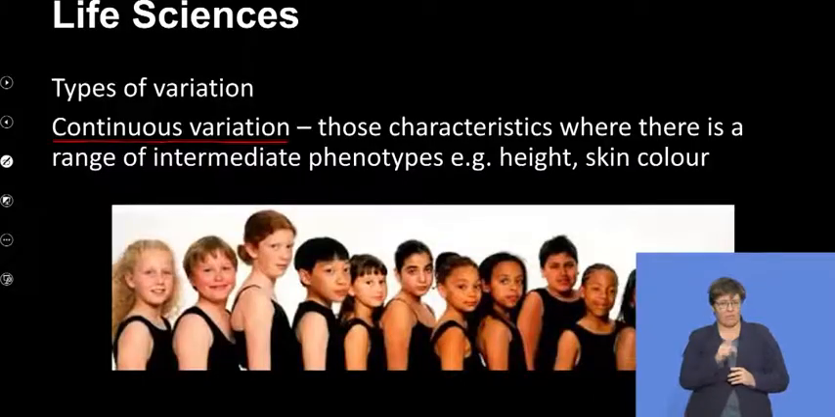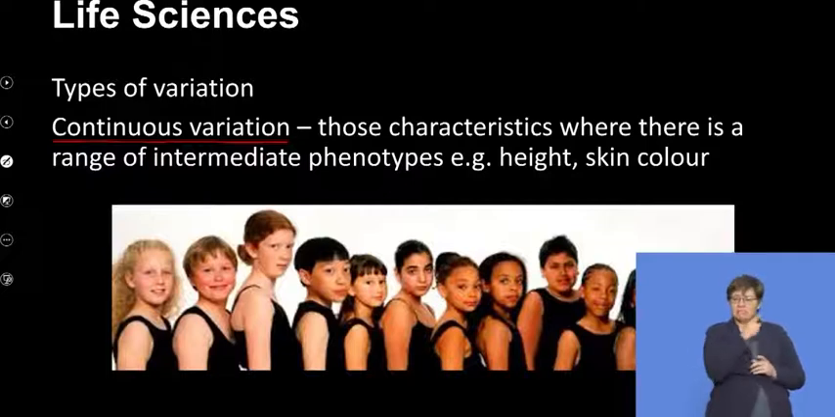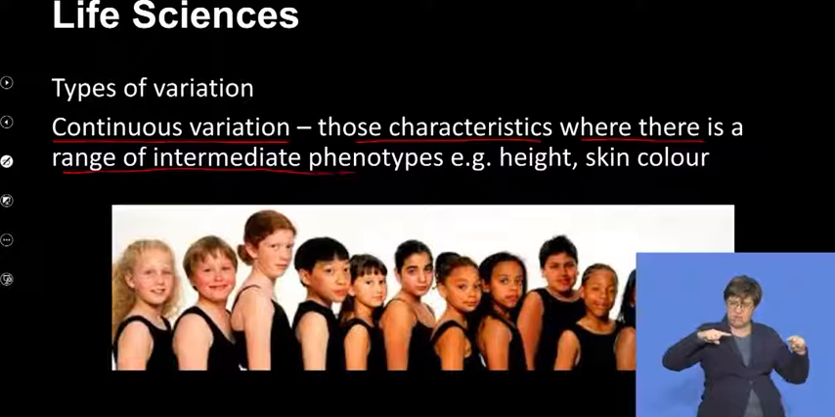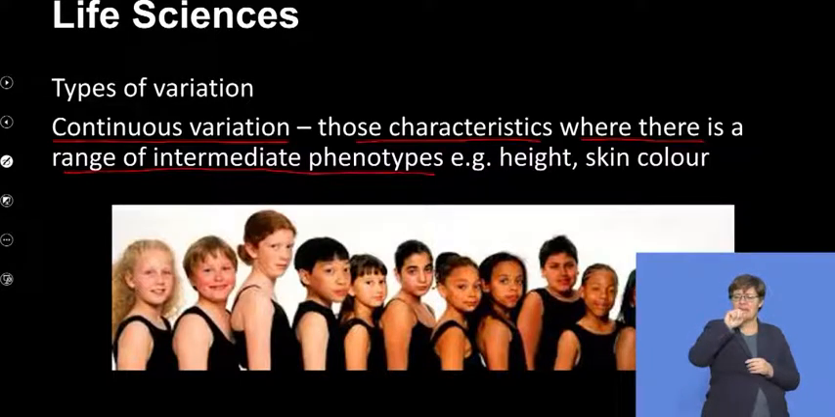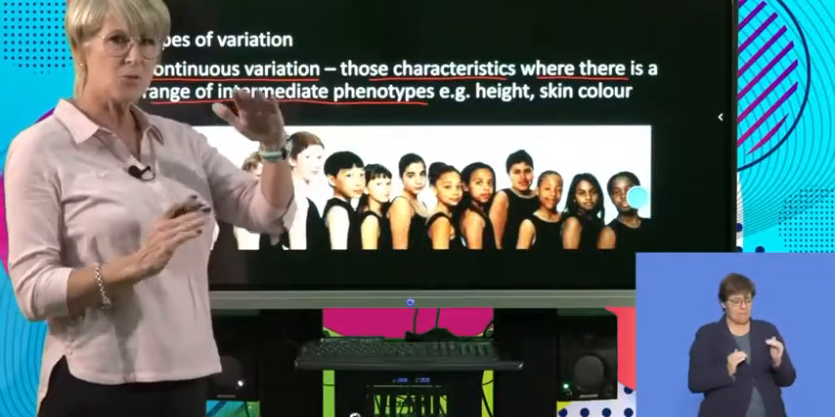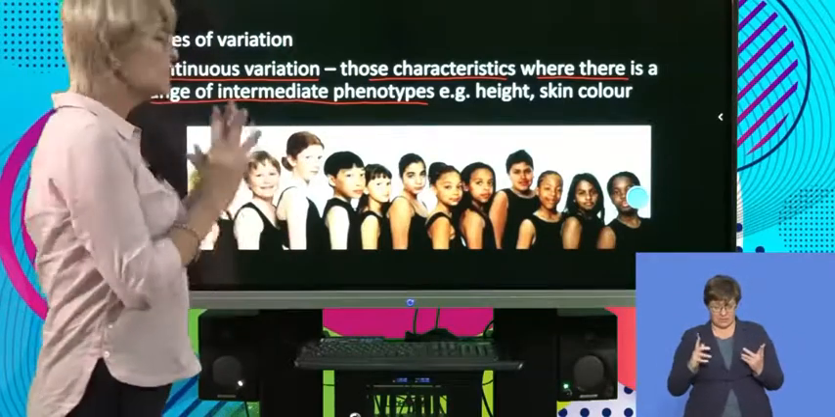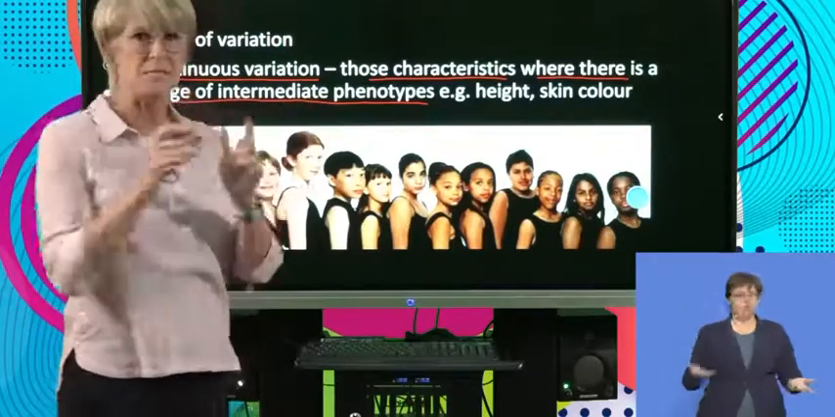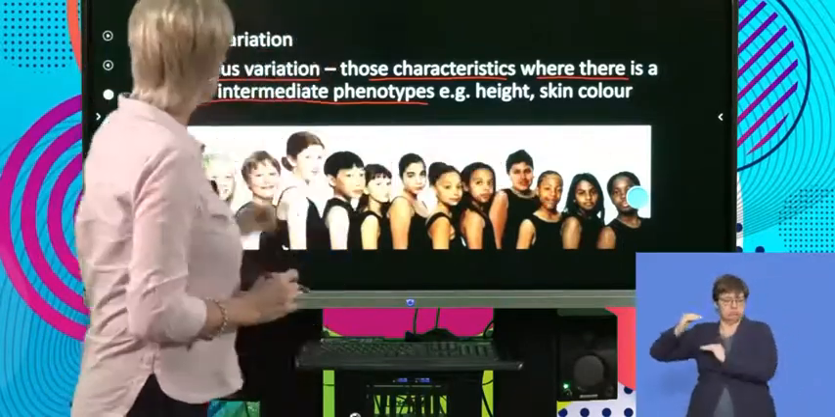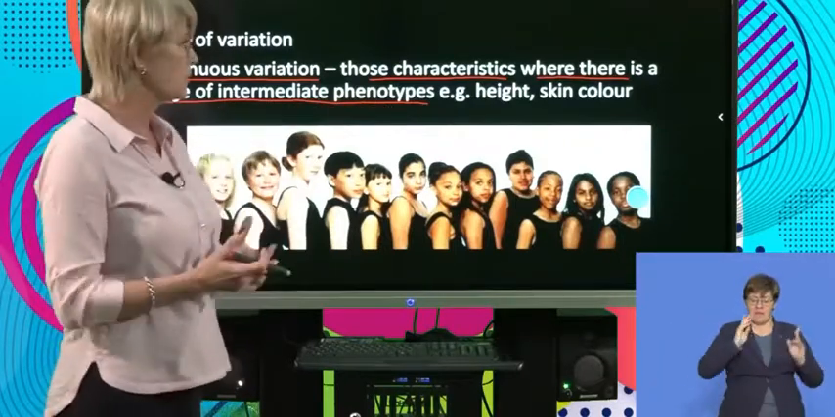And if we have a look at the definition of continuous variation, then it's those characteristics where there is a range of intermediate phenotypes. So in other words, we don't just see short and tall. We see some short and then some a little bit taller and then some a little bit taller than that and middle height and then some very tall. So there isn't just two categories or three categories, short, medium and tall. Okay, there is a variation between all of them. So there's a range of intermediate phenotypes. And remember, phenotype is our physical appearance.